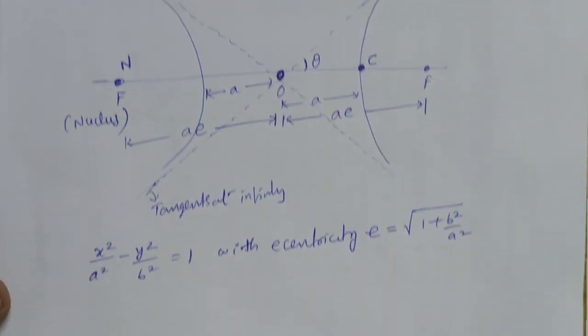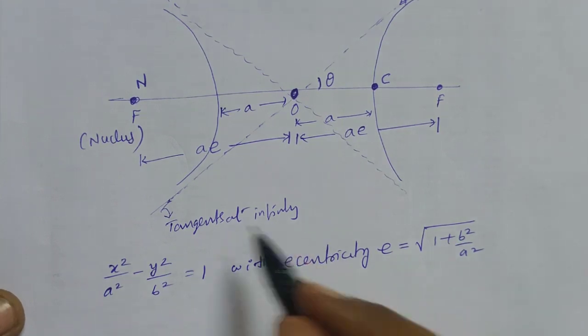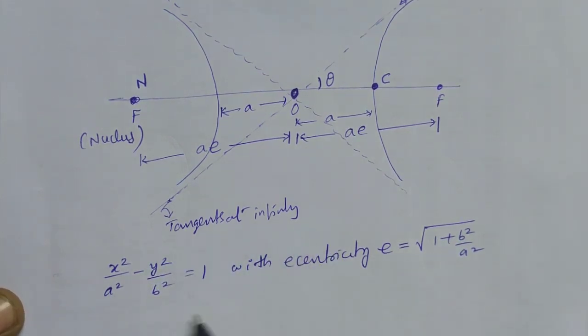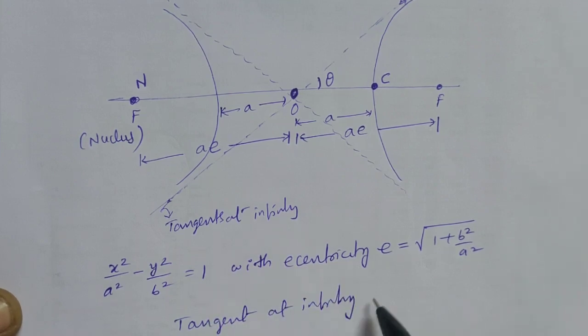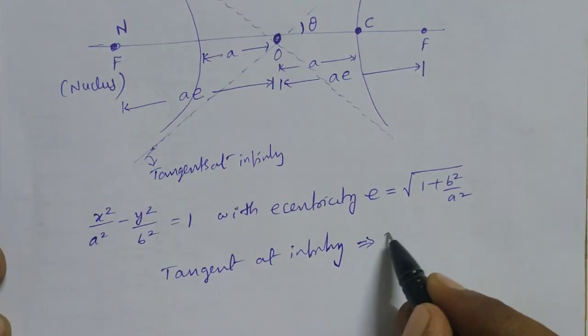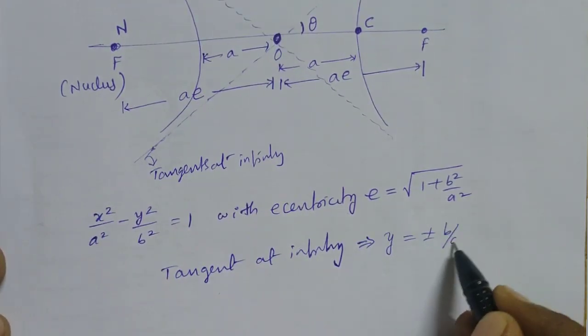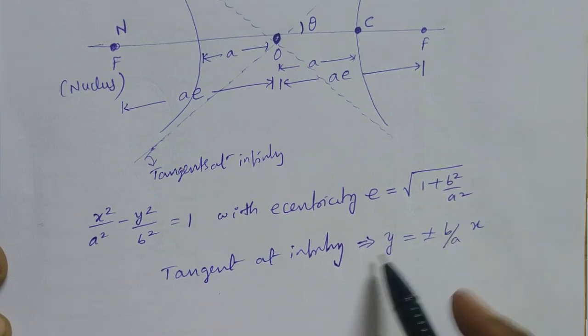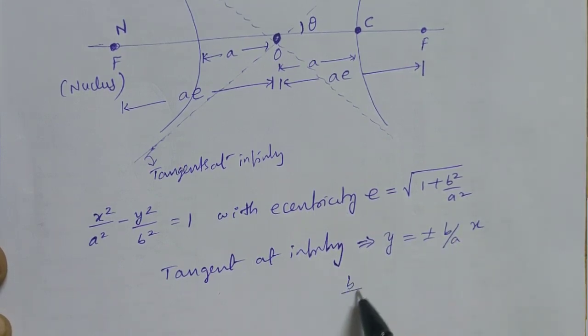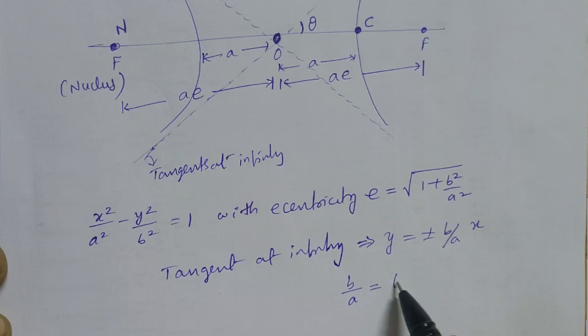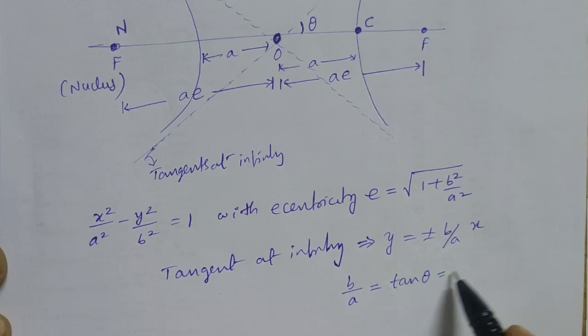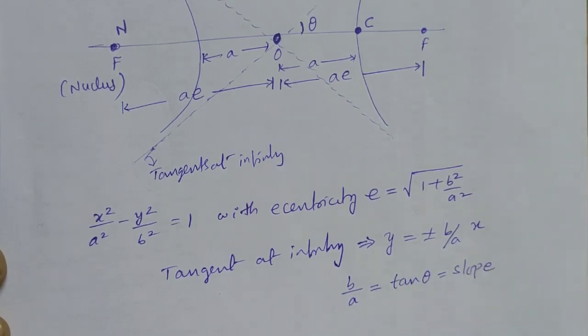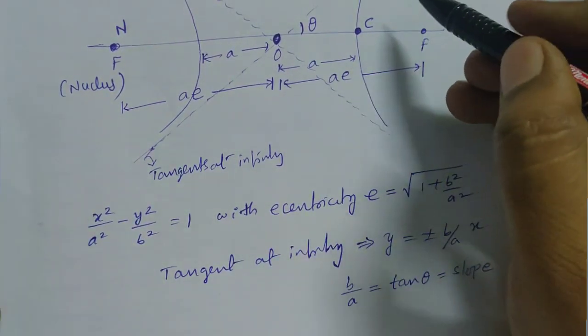So what is the slope of the tangent at infinity? The tangent at infinity is known as the equation of the asymptote, that is simply y is equal to plus or minus b by a into x. So this is the slope. Here the slope b by a is equal to tan theta.